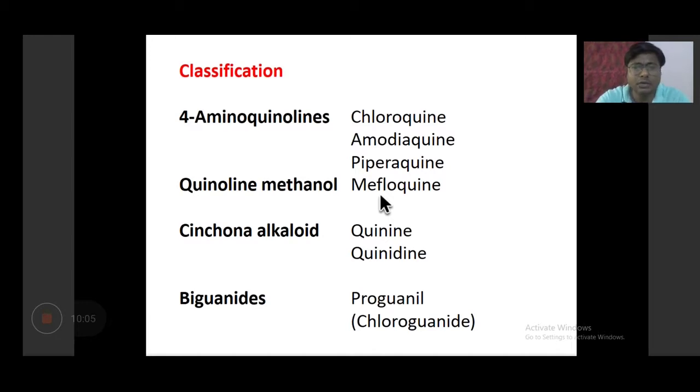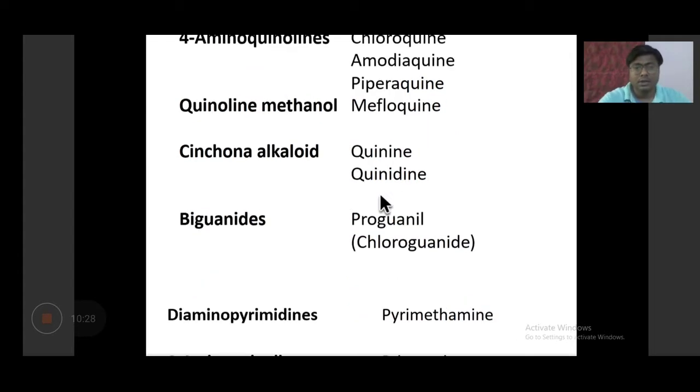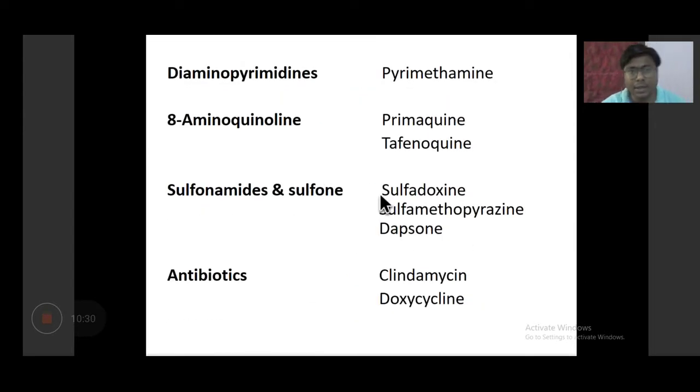Then cinchona alkaloids, you will find quinine and quinidine, which are nowadays obsolete. We don't use them because of a lot of toxicity, but earlier quinine was the drug of choice. Then biguanides like proguanil. Biguanides are another group of drugs which you will read in the treatment of diabetes, where biguanides are the hero of treatment of diabetes. Metformin comes in that group, so you will see that there also. Then comes some diaminopyrimidines, where pyrimethamine is one of the drugs. Then primaquine, a very, very important drug as far as treatment of malaria is concerned.